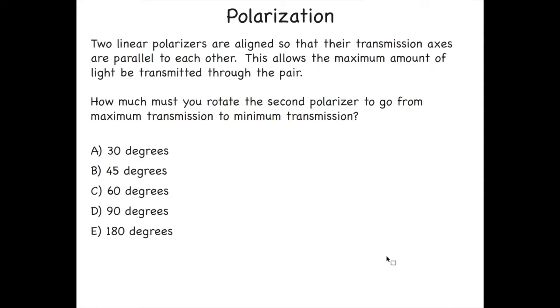All right. So, clicker question, which won't be a clicker question, but just something you should work through at home. If we take two polarizers and we line them so their transmission axes are parallel to each other, let's pick an angle, let's say the first one is vertical, and we make the second one vertical, right? This allows the maximum amount of light to be transmitted through the pair. The question is, how much do I have to rotate the second polarizer to go from that maximum transmission to a minimum transmission, which ideally would be 0?